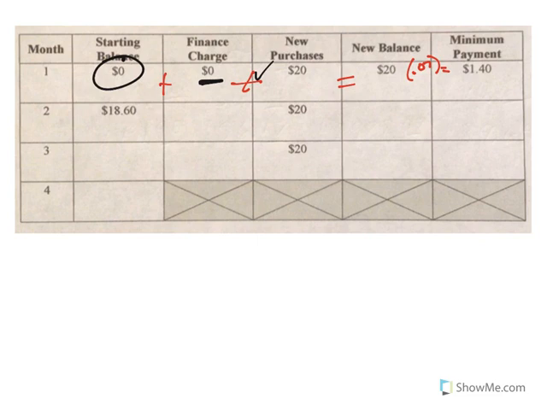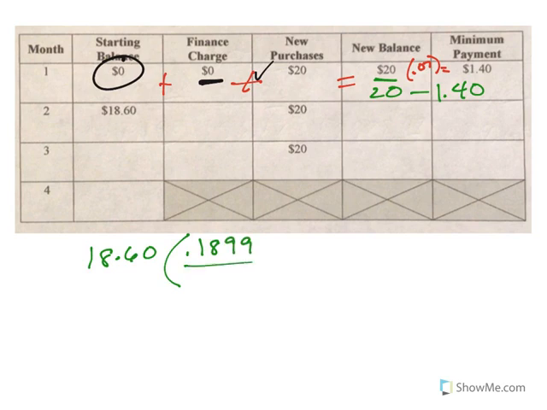To find the balance for the beginning of the next month, we take the new balance of 20, we subtract 1.40, and that gives me the starting balance of $18.60. To find the new finance charge, we take the carryover balance times the APR, which is 18.99%, change it to a decimal, and we divide that by 12. When we do that, we get a finance charge of 29 cents. Then we have the new purchases.